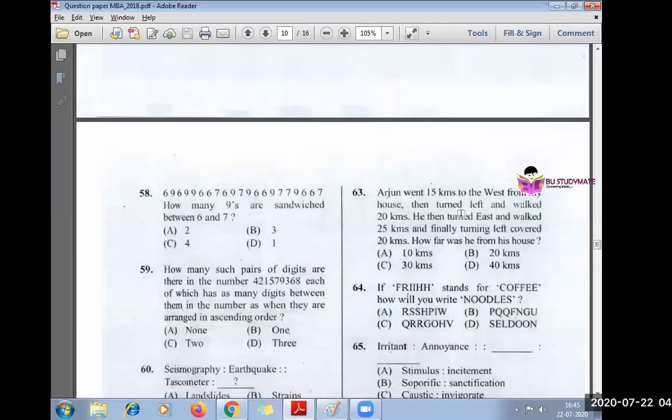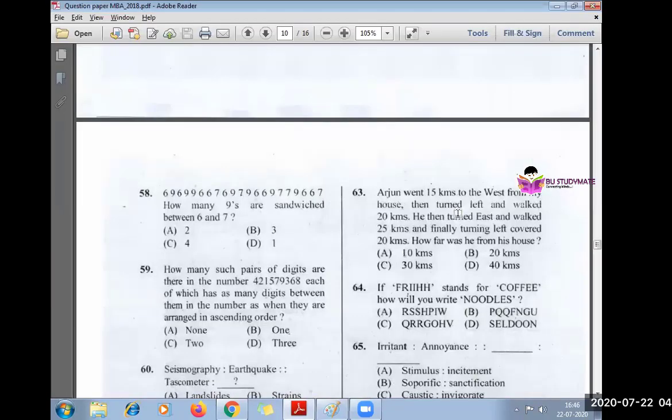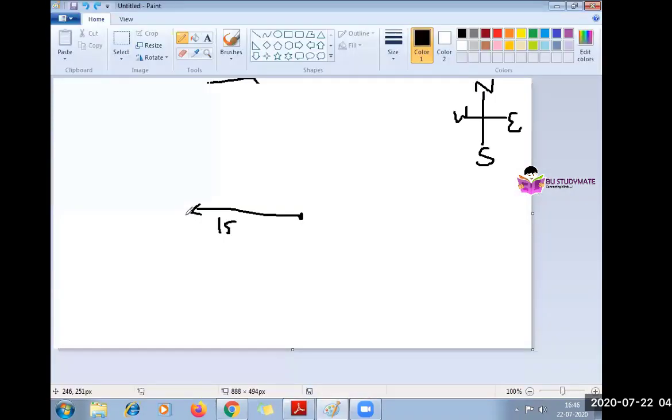and then he turned left. Observe this. He is walking in this direction. From here, left means he should go towards south. He is going in this direction. From this, left means he should go towards south. So, and then turn left and walk for 20 kilometers. Okay, fine. So he walked for 20 kilometers. So this is 20 kilometers.